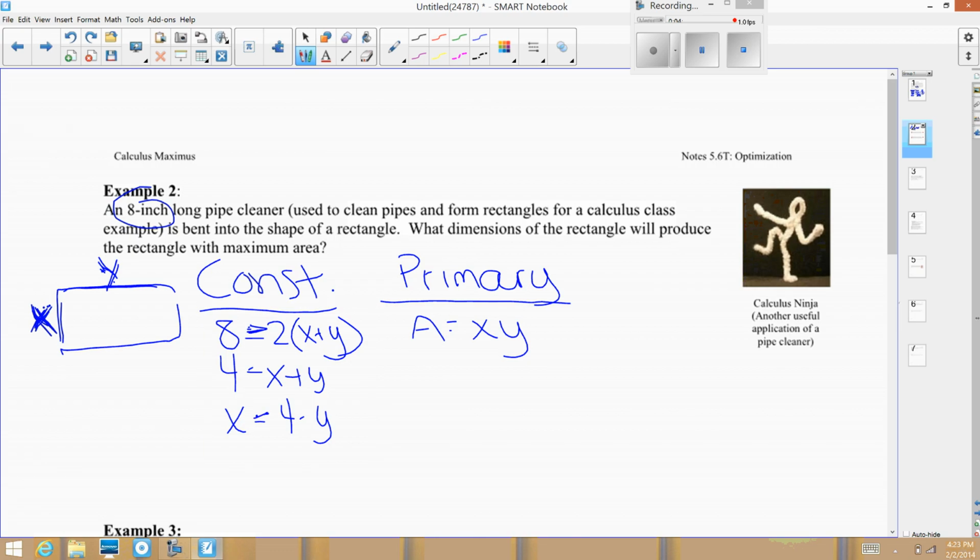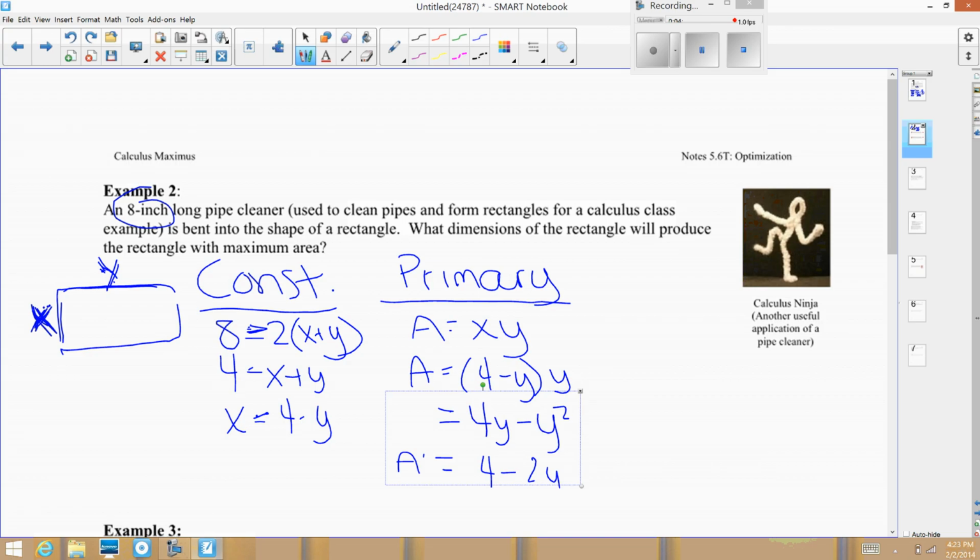All right, plug it in. Simplify. Take the derivative because we want to maximize it. Check for critical values. Okay, and it looks like y would be 2. Okay, so if y is 2, let's just verify that that is actually a maximum.